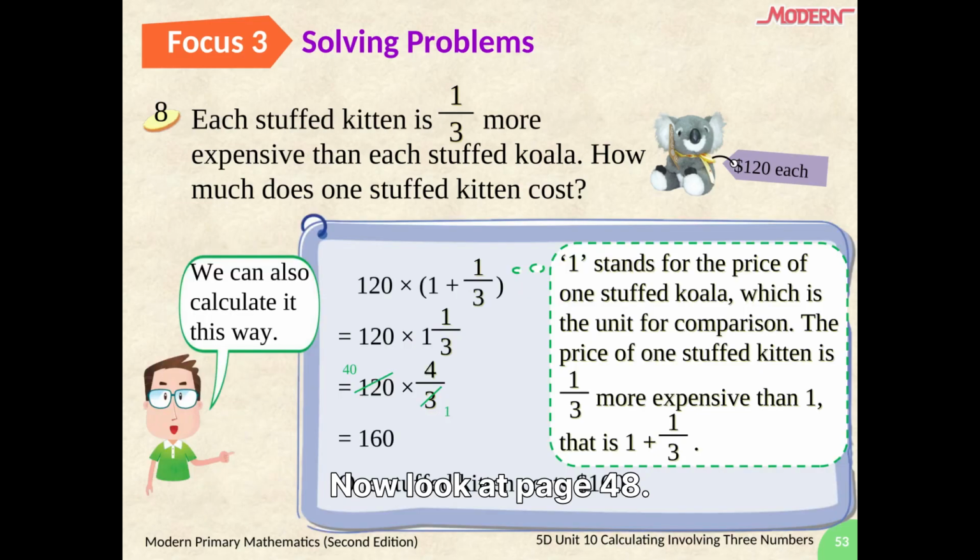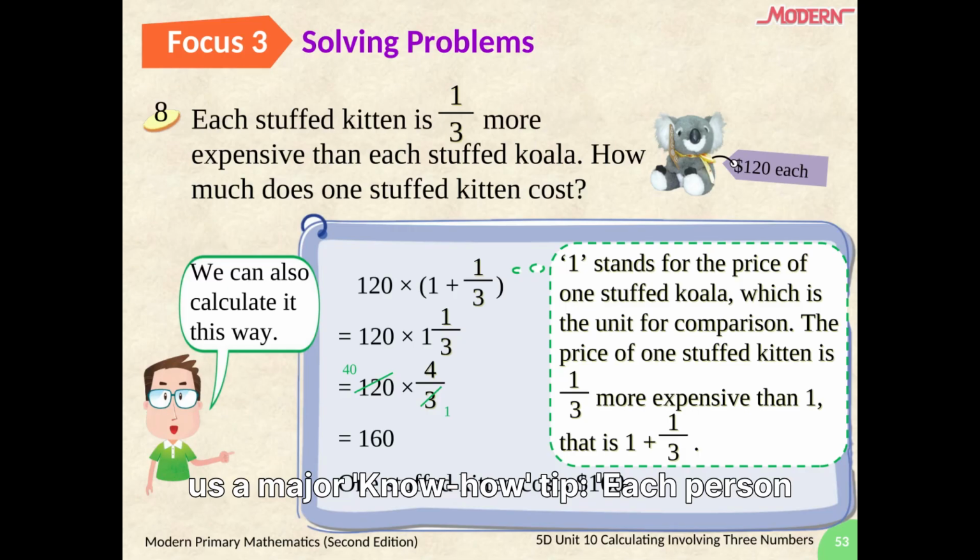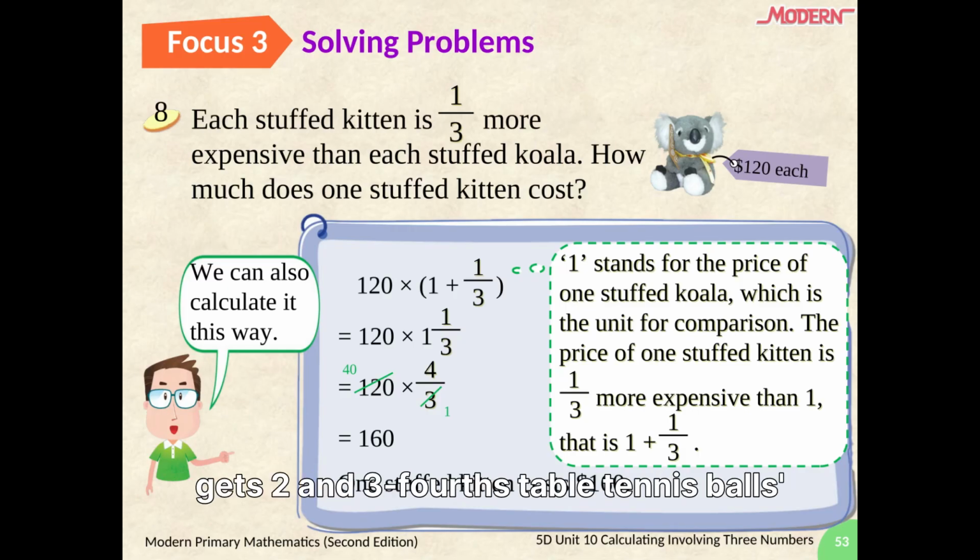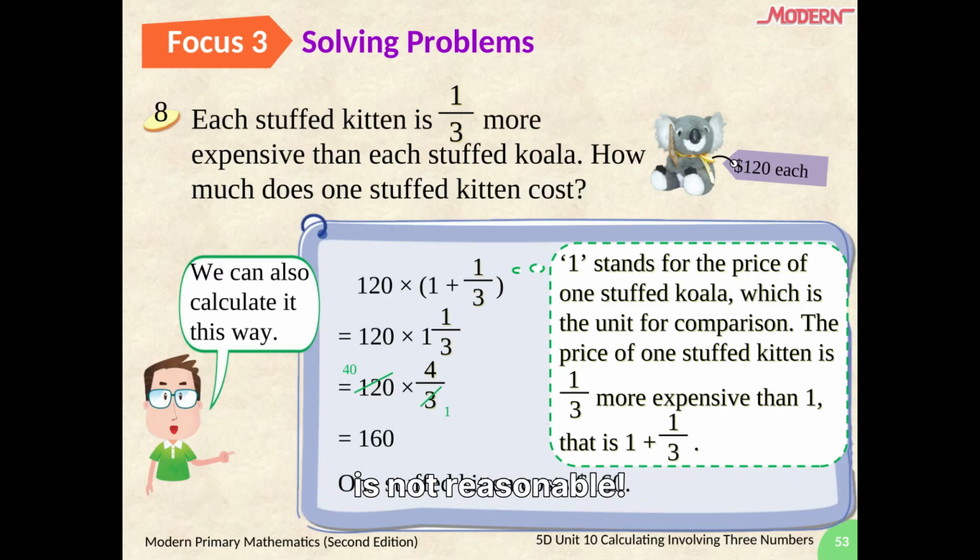Now look at page 48. Our friend in the speech bubble gives us a major know-how tip. Each person gets 2 3/4 table tennis balls is not reasonable. In this case, we must use whole numbers and remainders. 11 divided by 4 equals 2 with a remainder of 3.